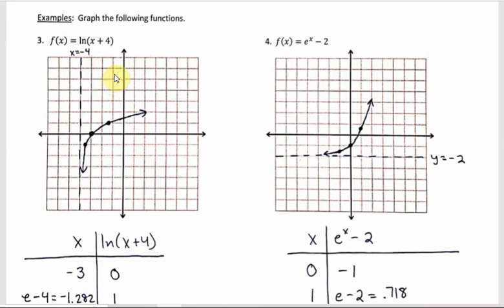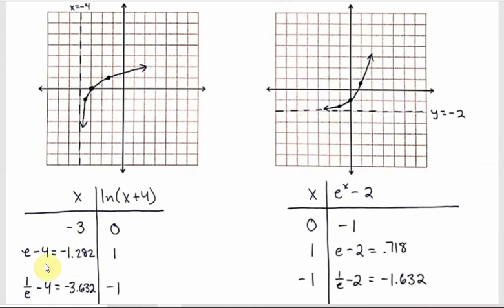So the natural log function had a vertical asymptote at x equals 0. That's shifted 4 to the left, so now it's at x equals -4. You can kind of see that dotted line in there. And then all the points are going to move over as well. So instead of (1, 0), you have (-3, 0). So subtracting 4 from the x value. Then e minus 4 is about -1.282, and then 1 over e minus 4 is about -3.632. So I just plotted those 2 points, and it's the same shape, just moved 4 units to the left.